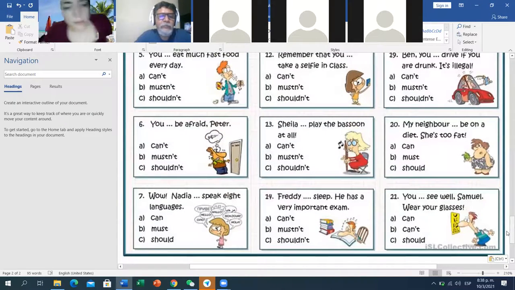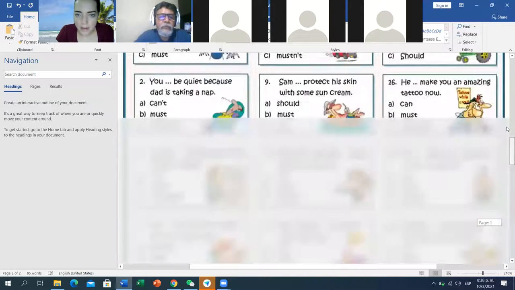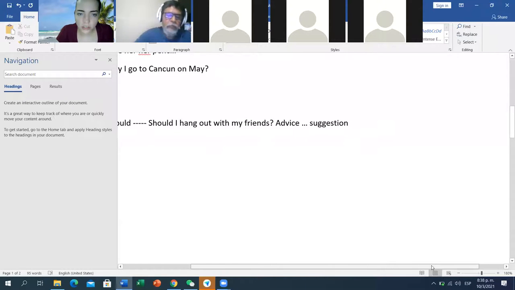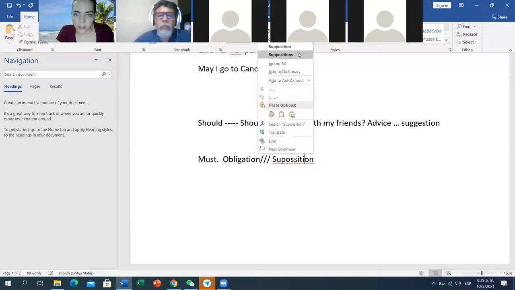Guys, there is another modal we haven't covered, but there's another one that is called must, okay? Now, the must is used for something that you think, for example, or something that is an obligation, or it could also be supposition. Hold on, no copying, because it's misspelled. Supposition, okay.